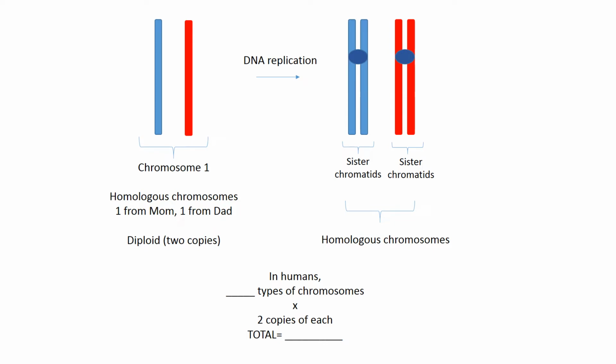The different types that you have, the ones from dad, ones from mom, those are homologous chromosomes. So in humans, you have 23 different types. Those are numbered 1 through 22, and then the X or the Y chromosomes. And you have 2 copies of each one of those. So 23 types, chromosome 1 being one of those types. And you have 2 copies of each one of them, giving you a total of 46 chromosomes in each one of your cells.